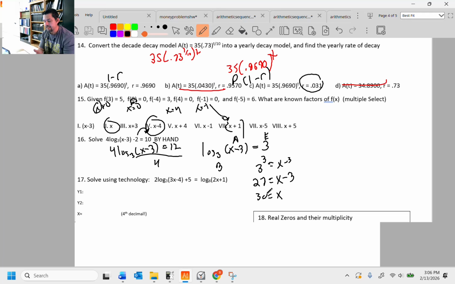Solve using technology. We literally did one of these every single day this past week. Every single day we did it. And you still couldn't do it. So I'm not even going to explain why it looks like this, because I've already done that and you didn't listen.